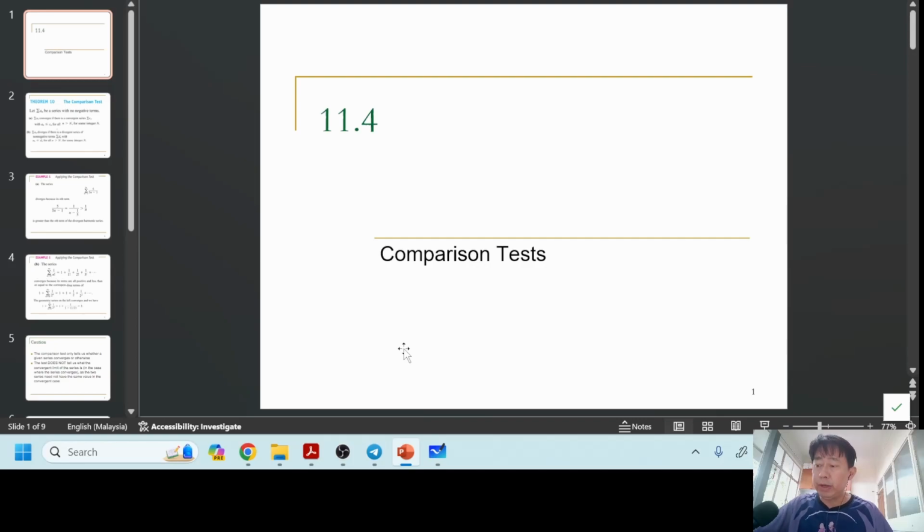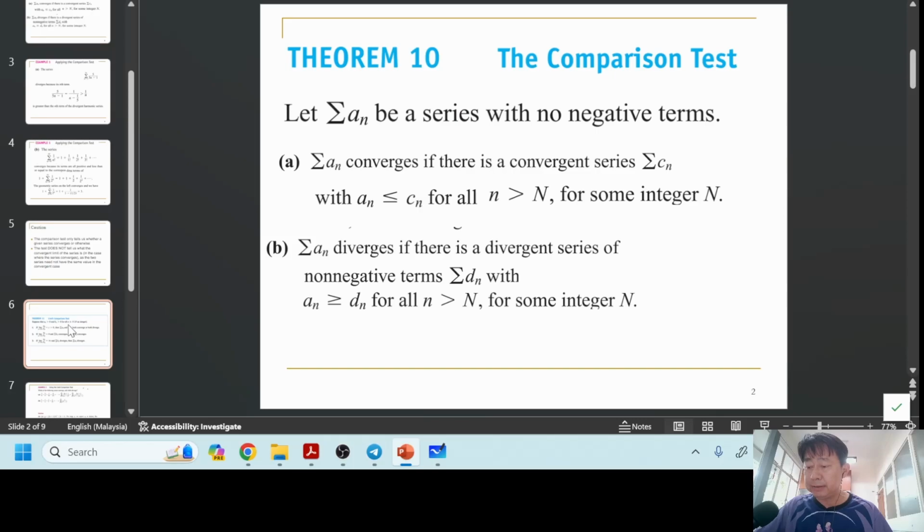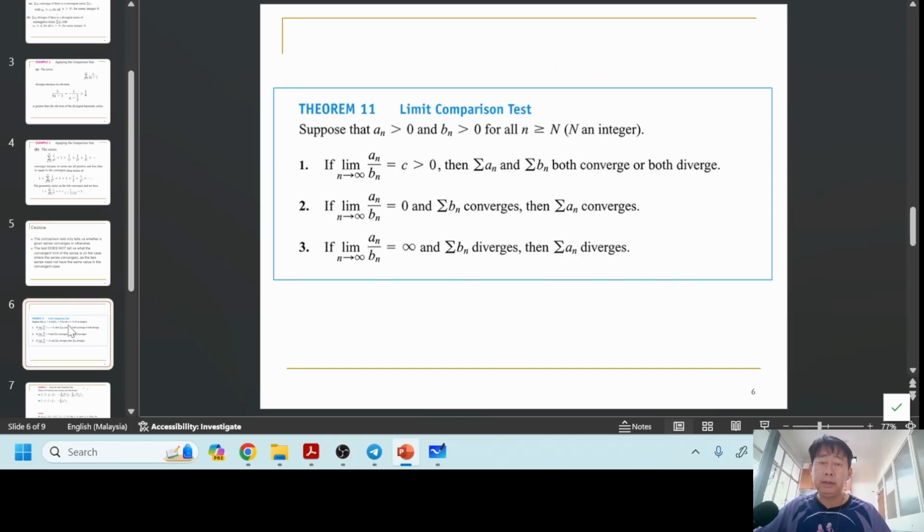In this video, we are going to discuss topic 11.4, comparison tests. There are actually two tests in topic 11.4. The first test is called the direct comparison test, or sometimes it's just called the comparison test, as stated in Theorem 10. The other test in this topic is the limit comparison test, Theorem 11.